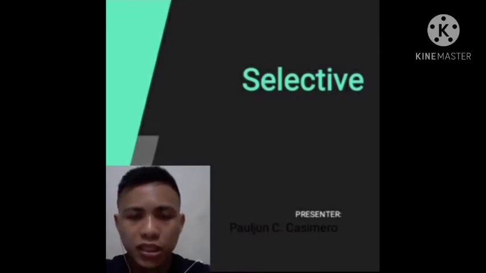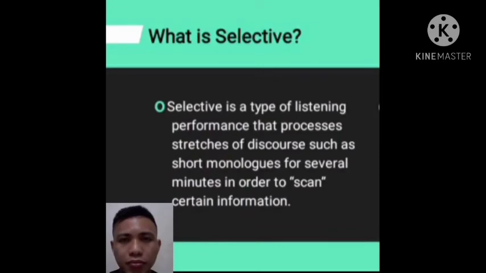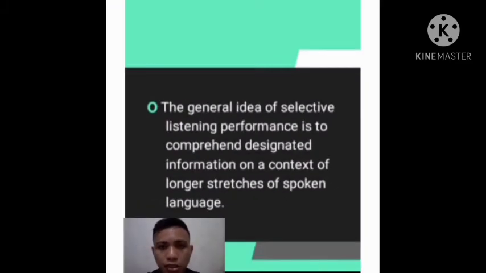Selective type of listening performance. Selective listening is a process that stretches discourse, such as monologues, for several minutes to scan certain information. The purpose of such performance is not to look for general meanings, but to stretch a spoken language, such as classroom directions, television, or radio stories. Selective listening assessment could be students listening to names, numbers, grammatical categories, directions, such as in maps, or certain facts and events.